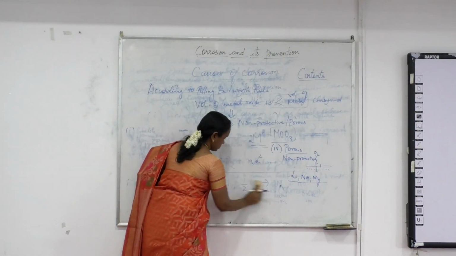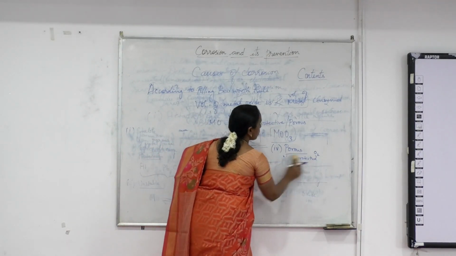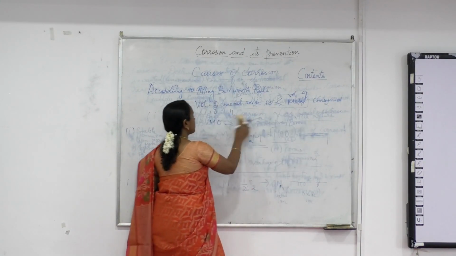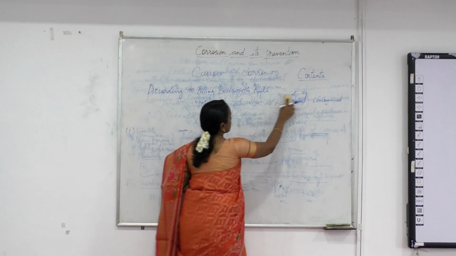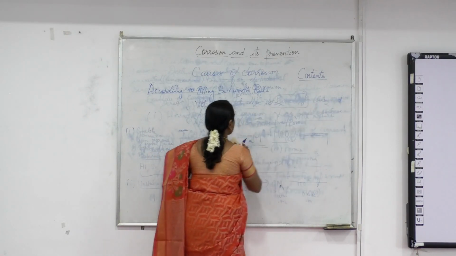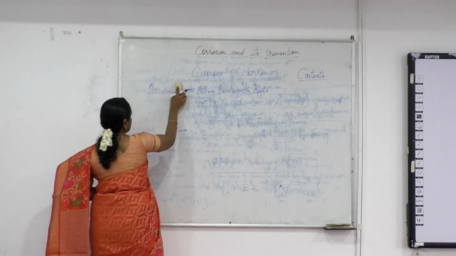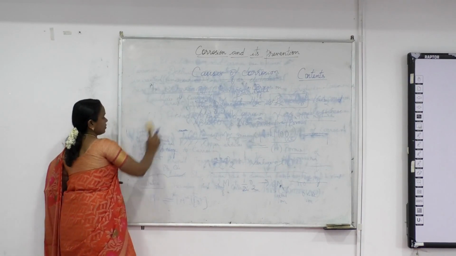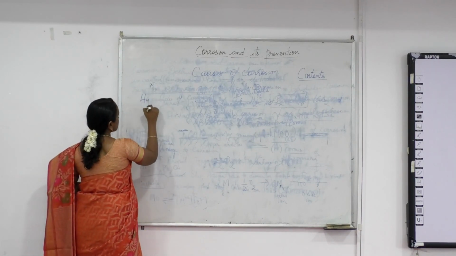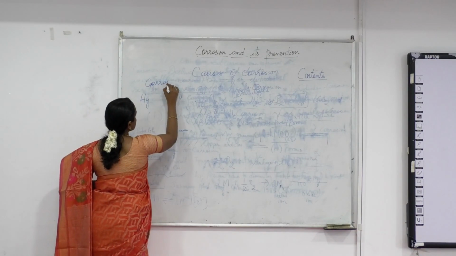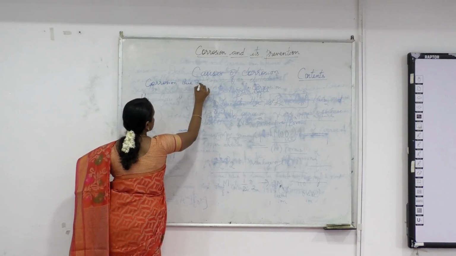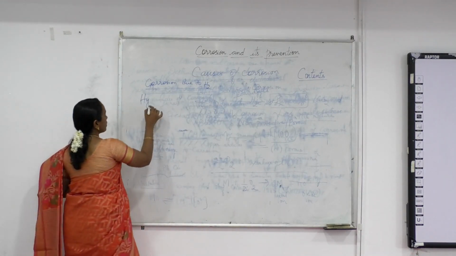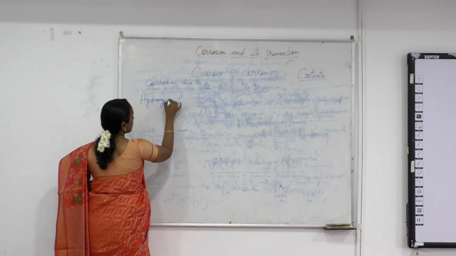Corrosion due to hydrogen. In an environment in which the metal is at a high temperature, this may lead to two types of reactions. One is called hydrogen embrittlement. So what is hydrogen embrittlement? When hydrogen is present in the environment, it leads to hydrogen embrittlement.